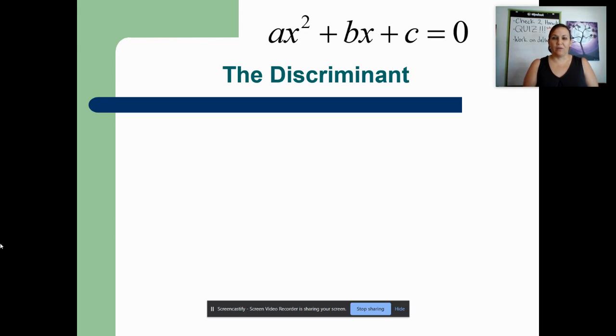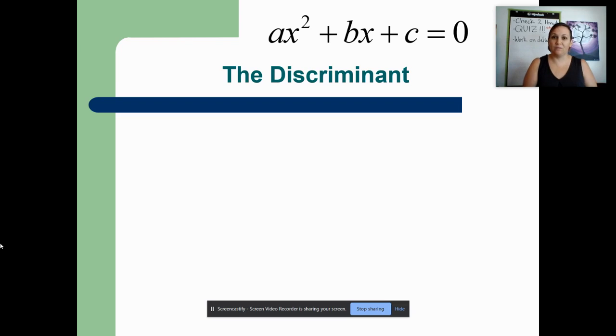To find the discriminant, first you need to put your equation in standard form. Standard form for this chapter is ax squared plus bx plus c equals 0. So just like on solving by factoring, it has to equal 0. And you do want it to be in descending order. X squared, x, just a number.